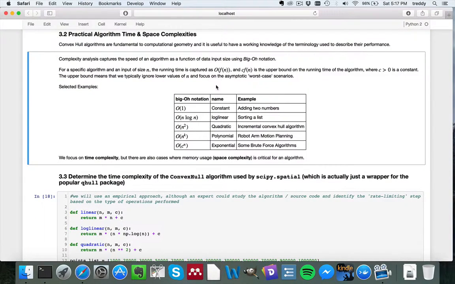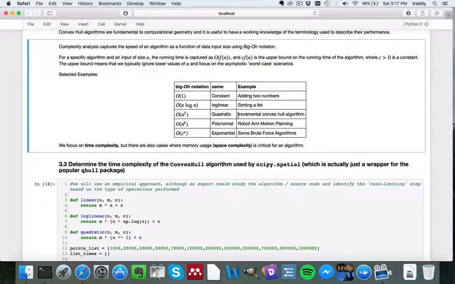So there's a few classic examples here. O of 1 is basically constant time complexity, so adding two numbers. N log n is log linear. This is actually going to pop up a lot in my talk today. It's quite common to have log linear time performance as the optimal time complexity for a computational geometry algorithm in the plane. An example of that is sorting a list. In the worst case scenario, you can't sort a list faster than log linear.